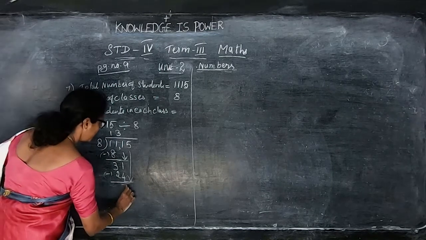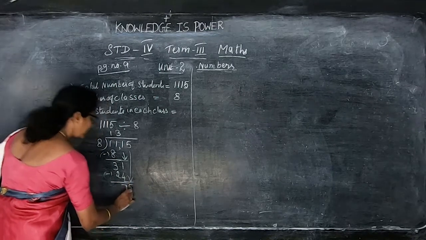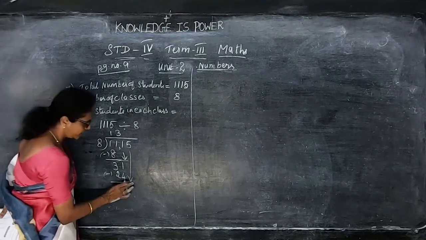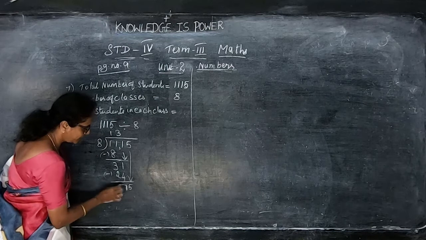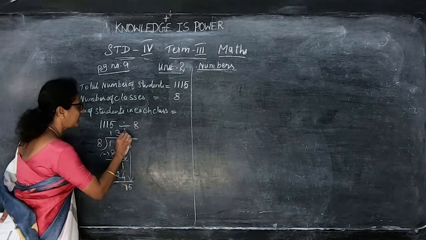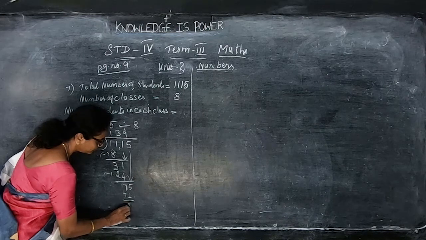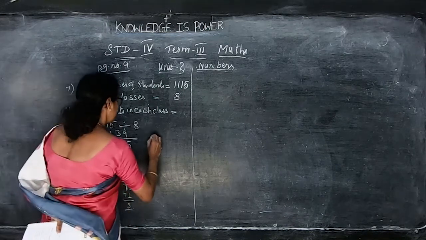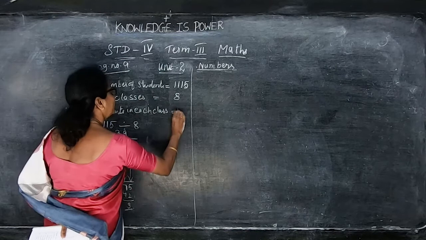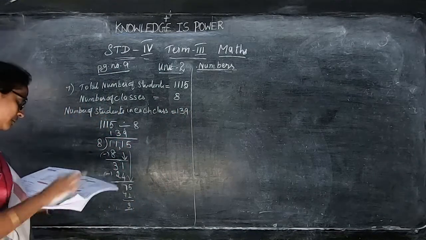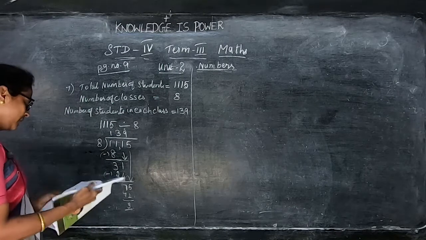Each class, so 75. So 8 5s are 40, 8 6s are 48, 8 7s are 56, 8 8s are 64, 8 9s are 72. So how many students? The number of students is 139 in each class. Okay, the number of students in each class is 139.